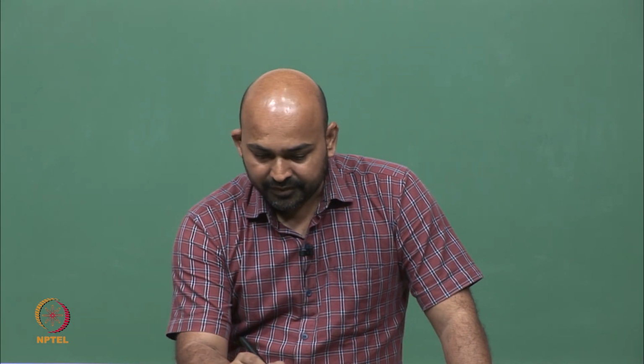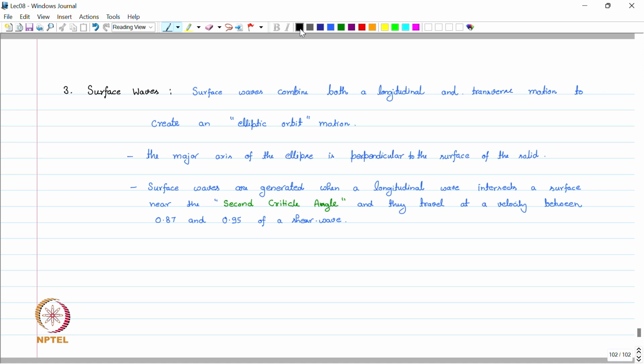So, this surface wave, if we draw the cartoon for this, let us say this is the wave propagation. And now the motion of atoms is neither in the direction nor perpendicular, it is some kind of ellipse.